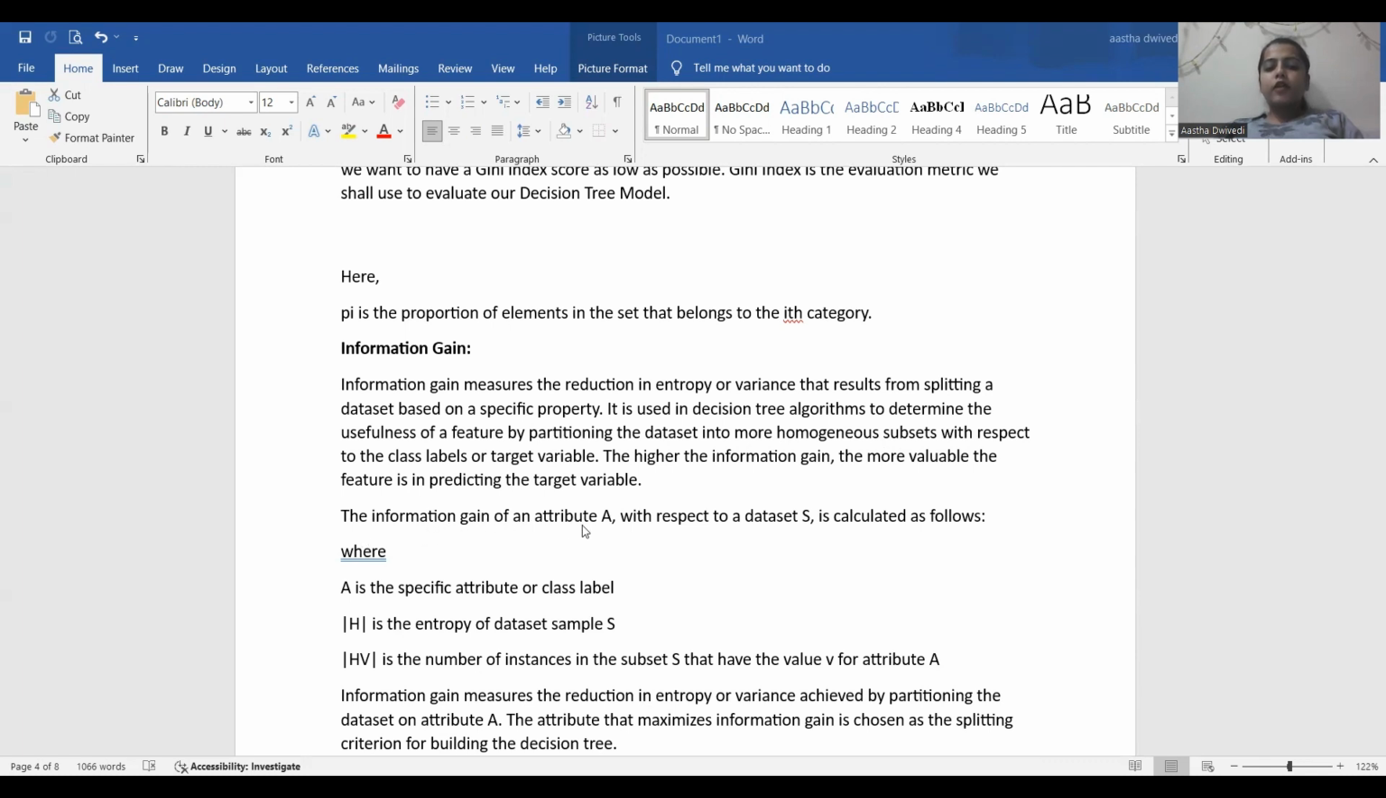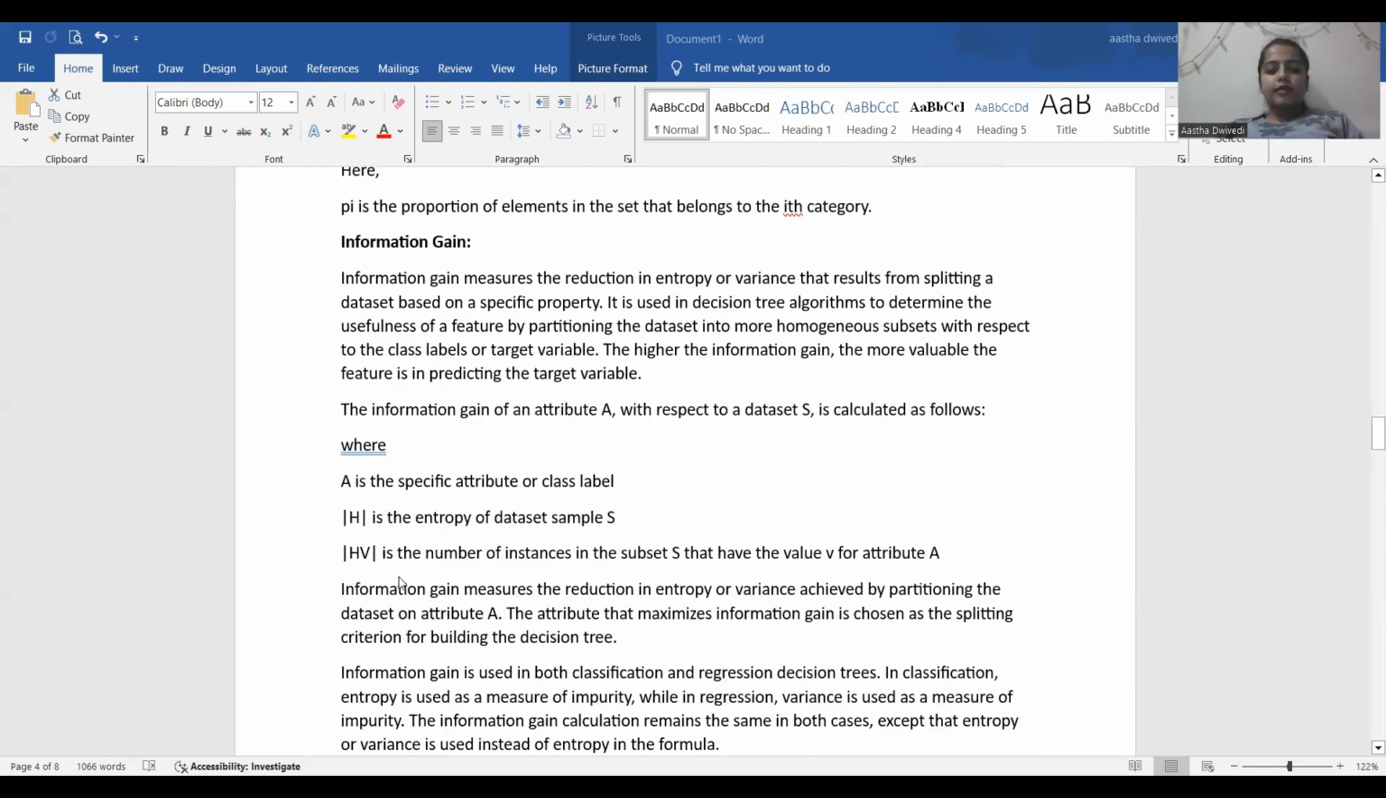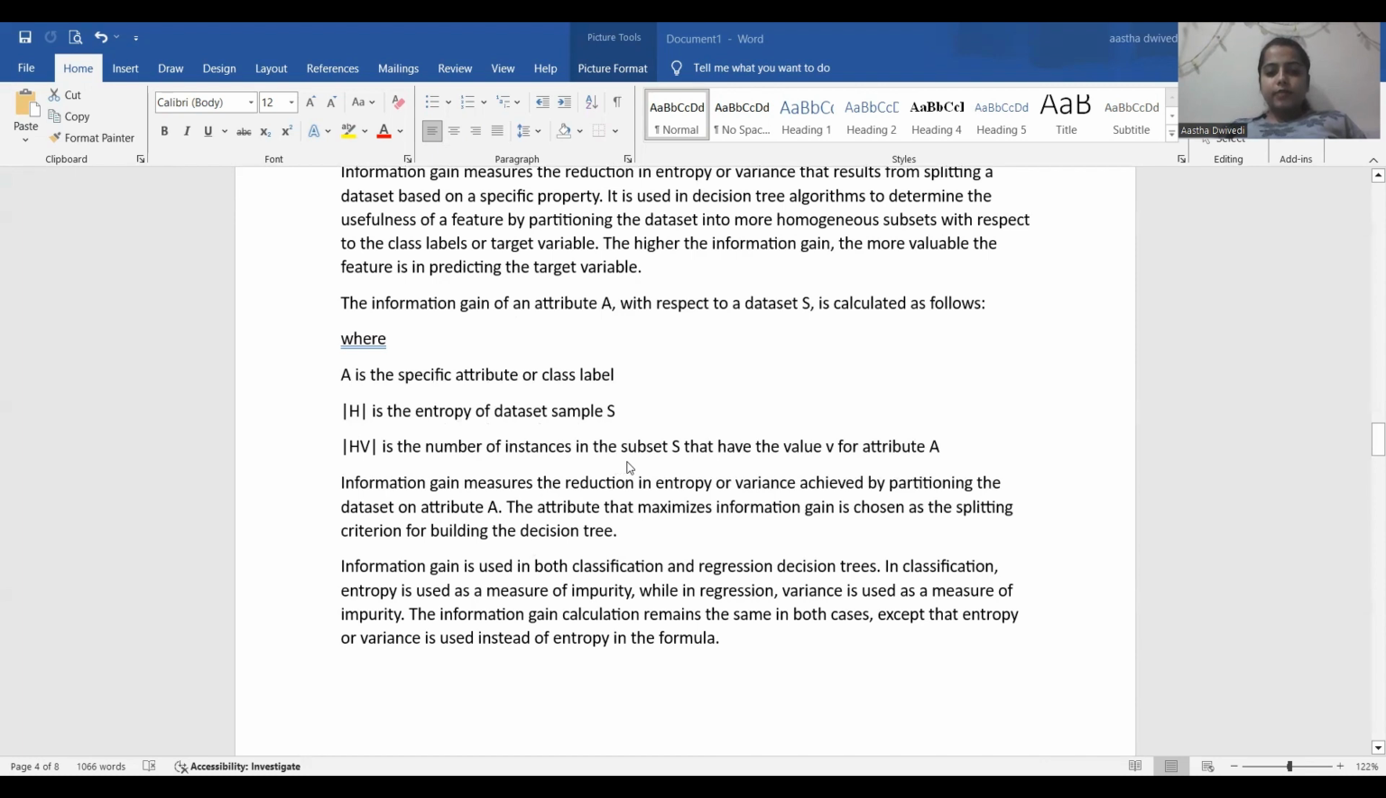The information gain of an attribute A with respect to dataset S is calculated as follows, where A is a specific attribute or class label, H is the entropy of dataset sample S, and Sv is the number of instances in the subset S that have value v for attribute A. Information gain measures the reduction in entropy or variance achieved by partitioning the dataset on an attribute. The attribute that maximizes information gain is chosen as the splitting criterion for building the decision tree.